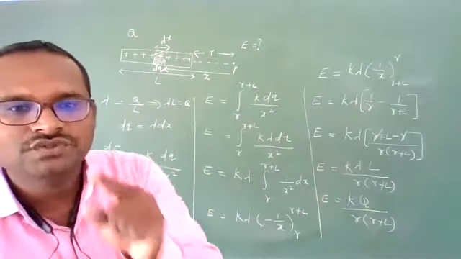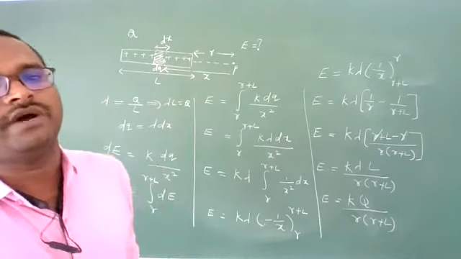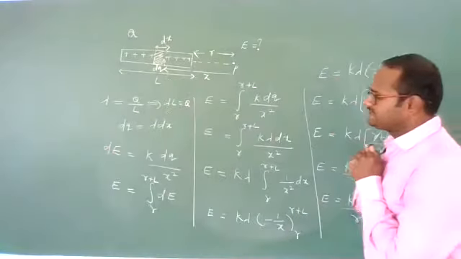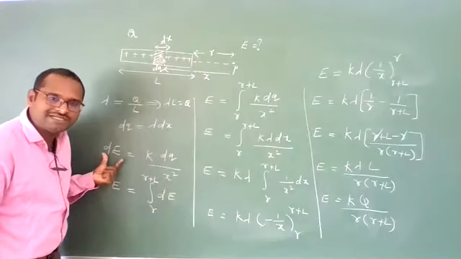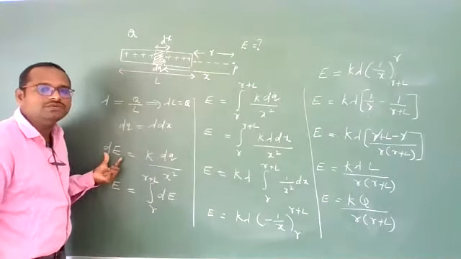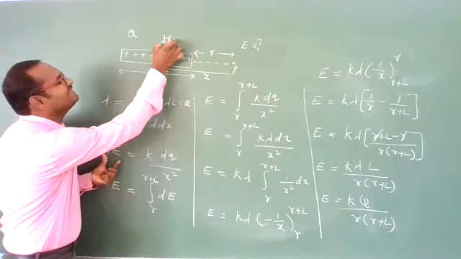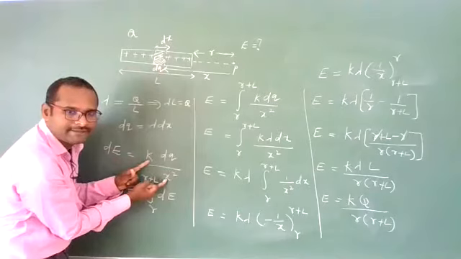Yes, a few students are asking me one question about how I am taking the limits. Yes, I will explain. No problem. See, what I have to do? I hope you understand this point: dE, the electric field due to a small elementary strip of length dx having charge dq, is this much.